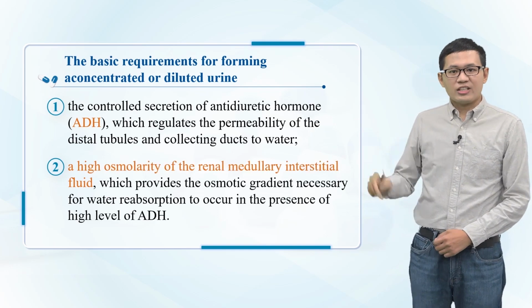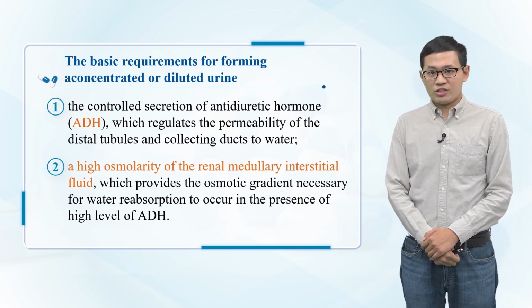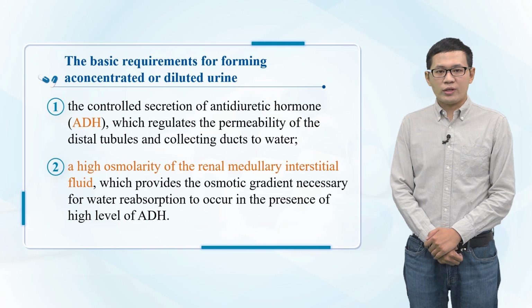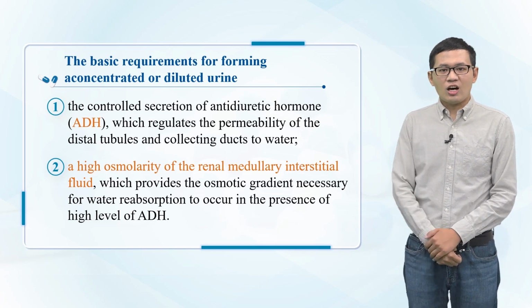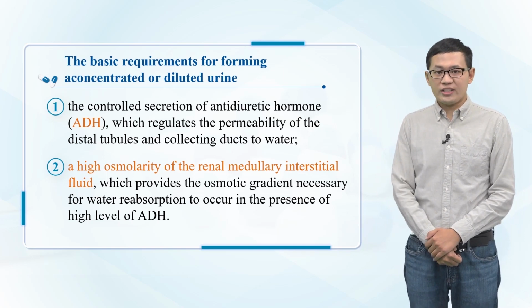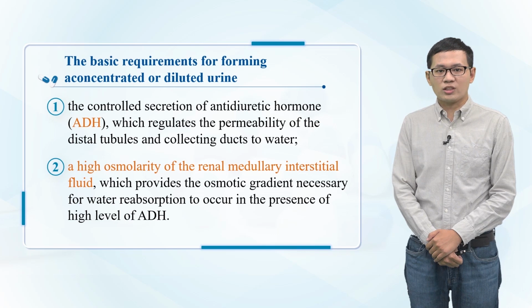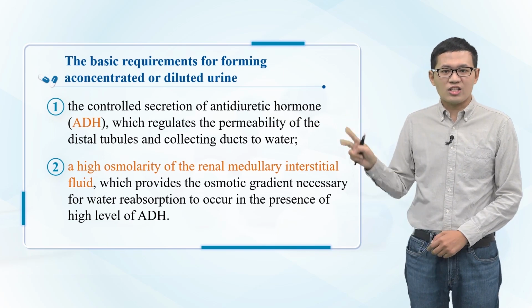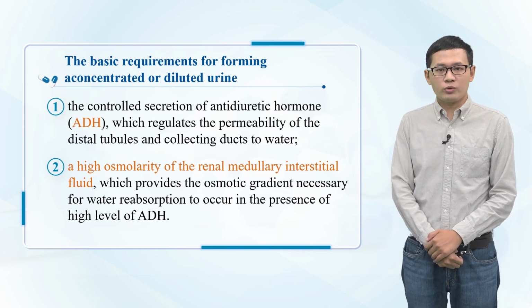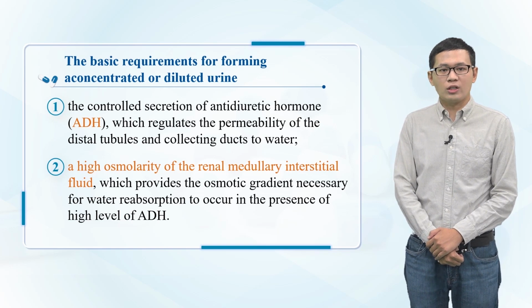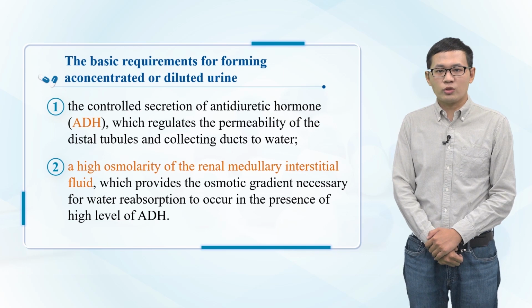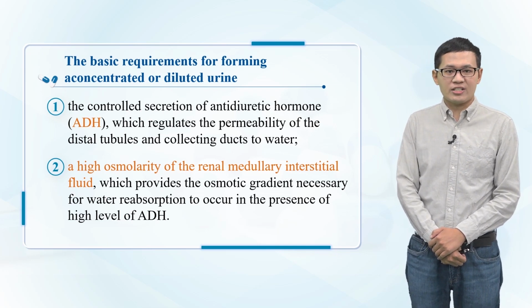There are two basic requirements for forming a concentrated or diluted urine. The first is the controlled secretion of ADH, which regulates the permeability of the distal tubules and collecting ducts to water. The other is a high osmolarity of renal medullary interstitial fluid, which provides the osmotic gradient necessary for water reabsorption to occur in the presence of a high level of ADH.